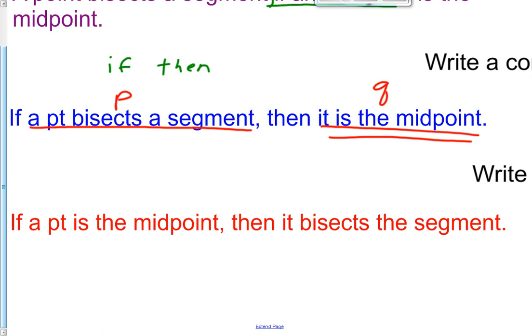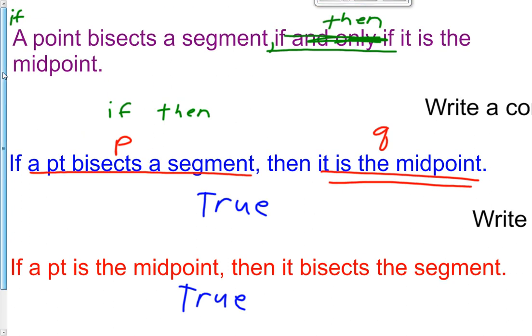So if we want to see if the biconditional is true, the conditional statement, if a point bisects a segment, then it is the midpoint. That is a true statement. And then the converse, if a point is the midpoint, then it bisects the segment. That is also true. The definition of midpoint is that it bisects the segment. So both of those are true, so we could say that the whole biconditional right here is also true. A point bisects a segment if and only if it is the midpoint.